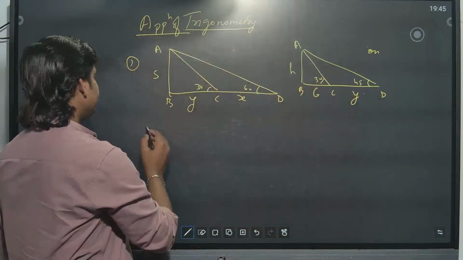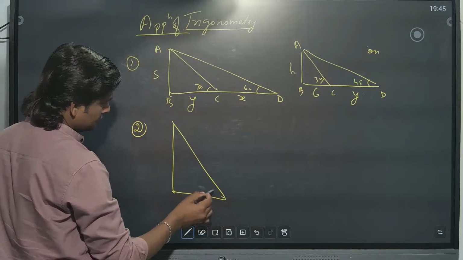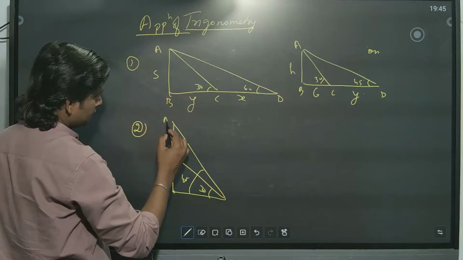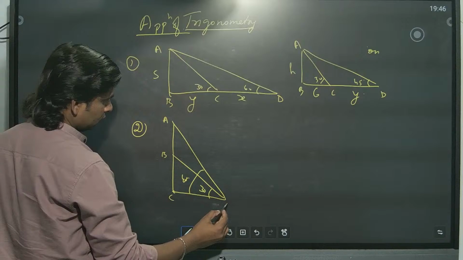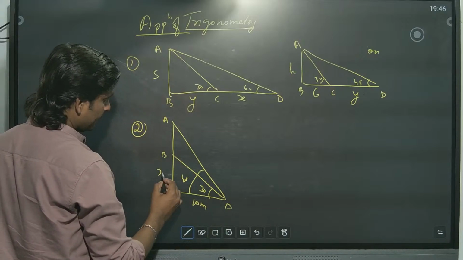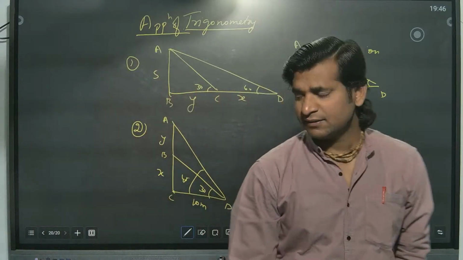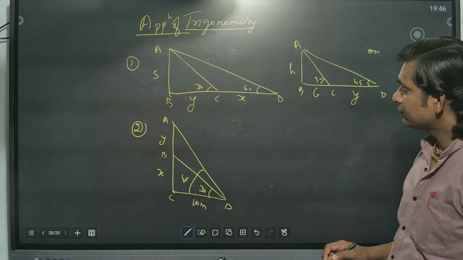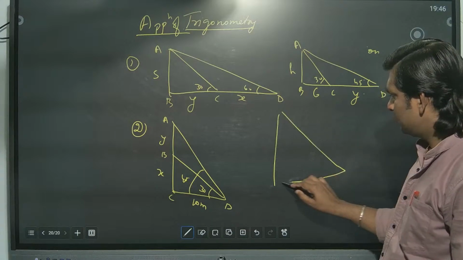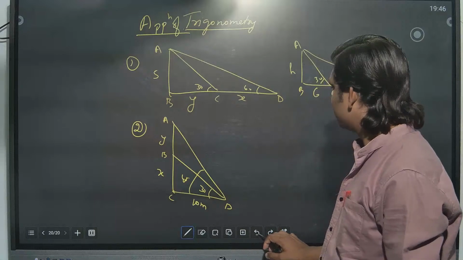What is the second type? From the same point, they will either give this as 10. They will tell you to find this y or x. Okay, either... So this is the second type.